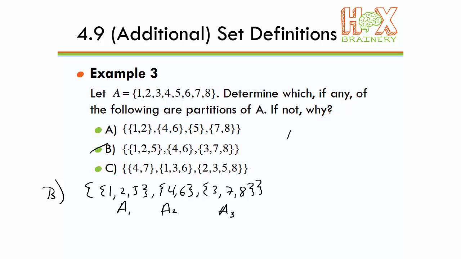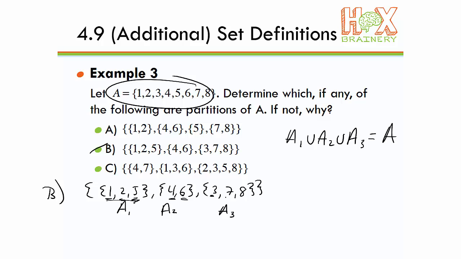So the first condition, if you do A sub 1, union A sub 2, union A sub 3, do you get set A? And in this case, yes. You would have 1, 2, 3, 4, 5, 6, 7, and 8. They're all in there. So that first condition is met. Is the second condition met?